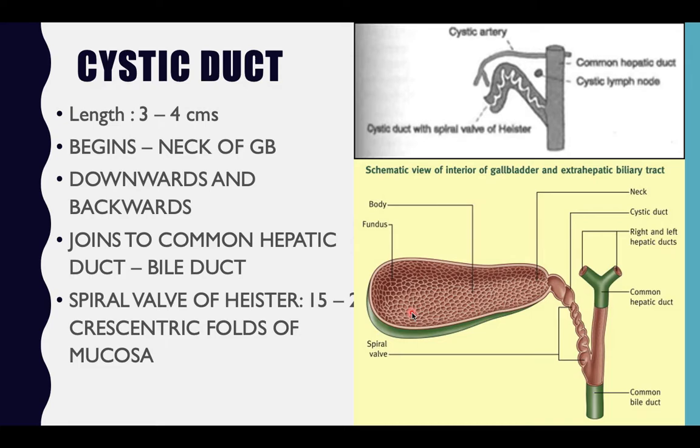The word cystic duct refers to the cyst, which is the gallbladder, and the duct connecting to the gallbladder is called the cystic duct. It is around 3 to 4 centimeters in length, and it passes downwards, backwards and to the left from the neck of the gallbladder, meaning it is a continuation of the neck of the gallbladder. It joins the common hepatic duct and continues further as the bile duct.